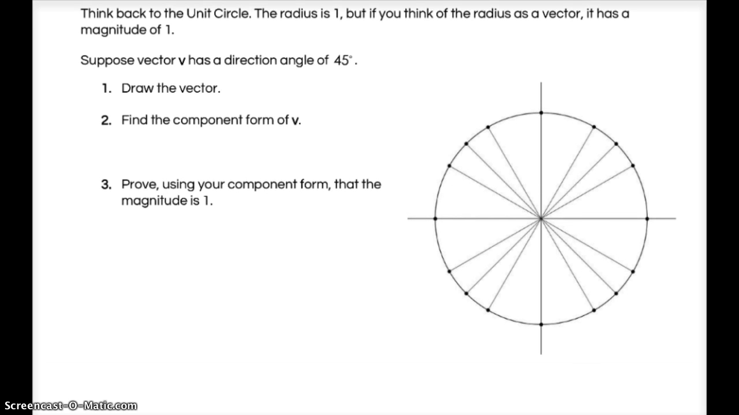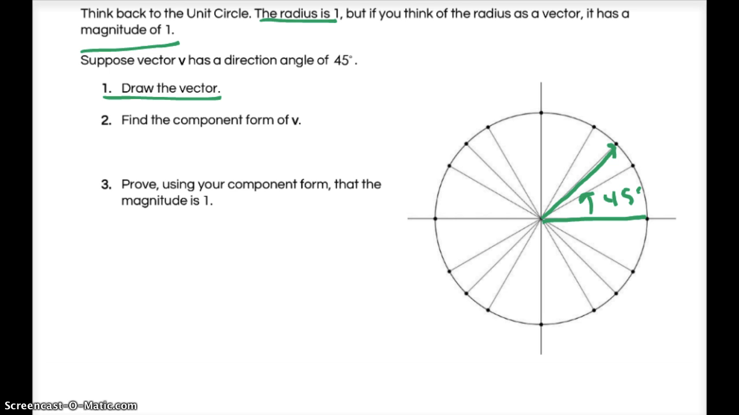circle. What we know about the unit circle is that the radius is 1. If you think about the radius as a vector, that would mean its magnitude, or its length, is 1. So let's suppose we have a vector v that has a direction angle of 45 degrees. We're going to draw the vector. I'm going to start on the positive x-axis, just like we did yesterday, and draw a vector that is 45 degrees away from the positive x-axis.